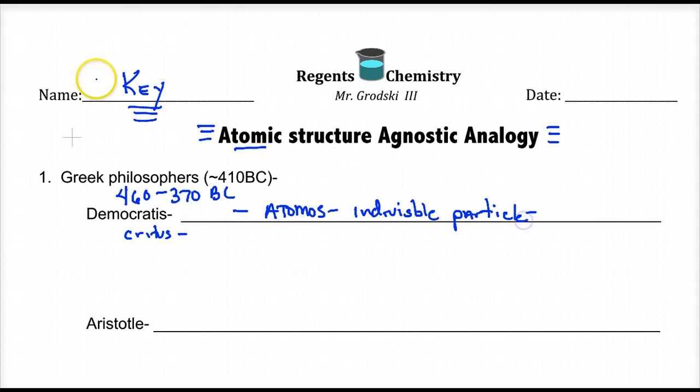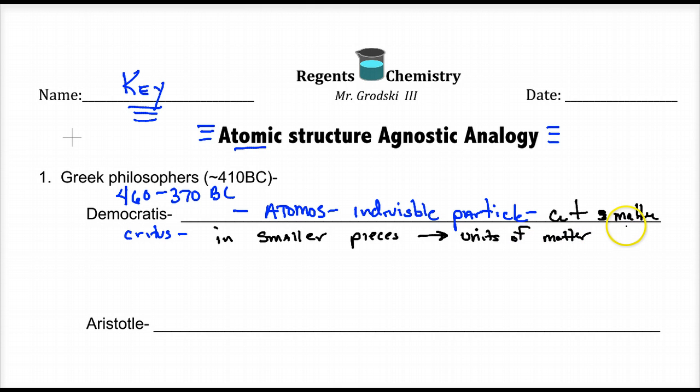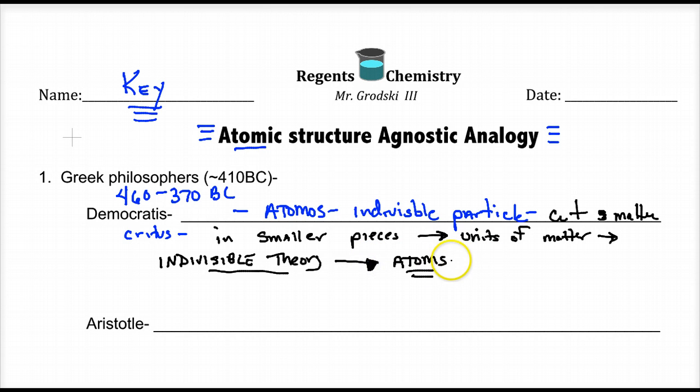And his idea was that if you were to slice matter into smaller pieces, you would eventually come up with units of matter that all things are made up of. And that is what he called his atomos, or his indivisible particle. And this is called the indivisible theory, because once you slice matter into smaller and smaller pieces, you eventually come up with atoms. And these are indivisible because all matter is made up of these types of atoms.